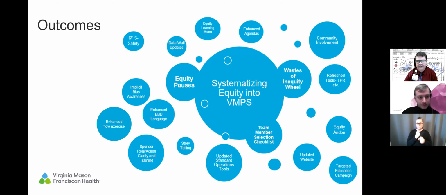Due to the vast amount of outputs from the event, we had to really phase our implementation efforts, starting with the interventions we believed had the biggest impact on our goals first: the equity pauses and the use of the waste wheel of inequity. Some of the other interventions to be tested later in phase 2 included updating our standard operations tools, expanding our 5S achievement grid, and then finally, developing an equity learning menu. So now I'll take a few minutes to drill down into some of the products with you.